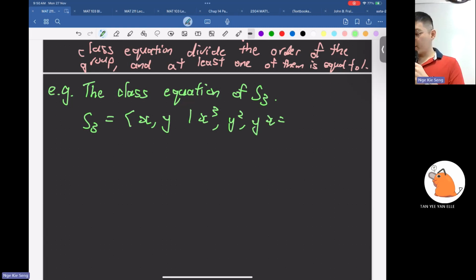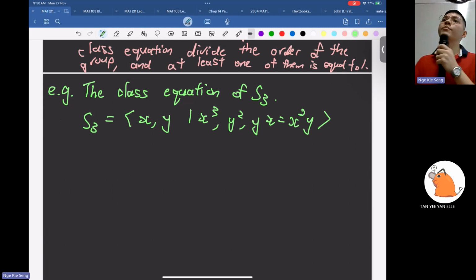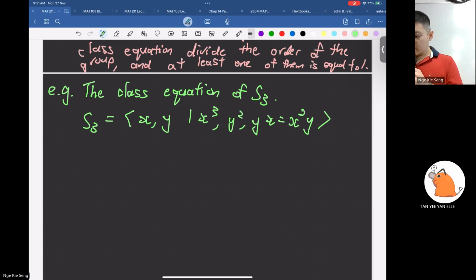Because I don't want to compute the function composing. I just want to remember how they are composed together. I don't want to go into checking functions. I just want to see how they compose. So the order of S3 is 6.